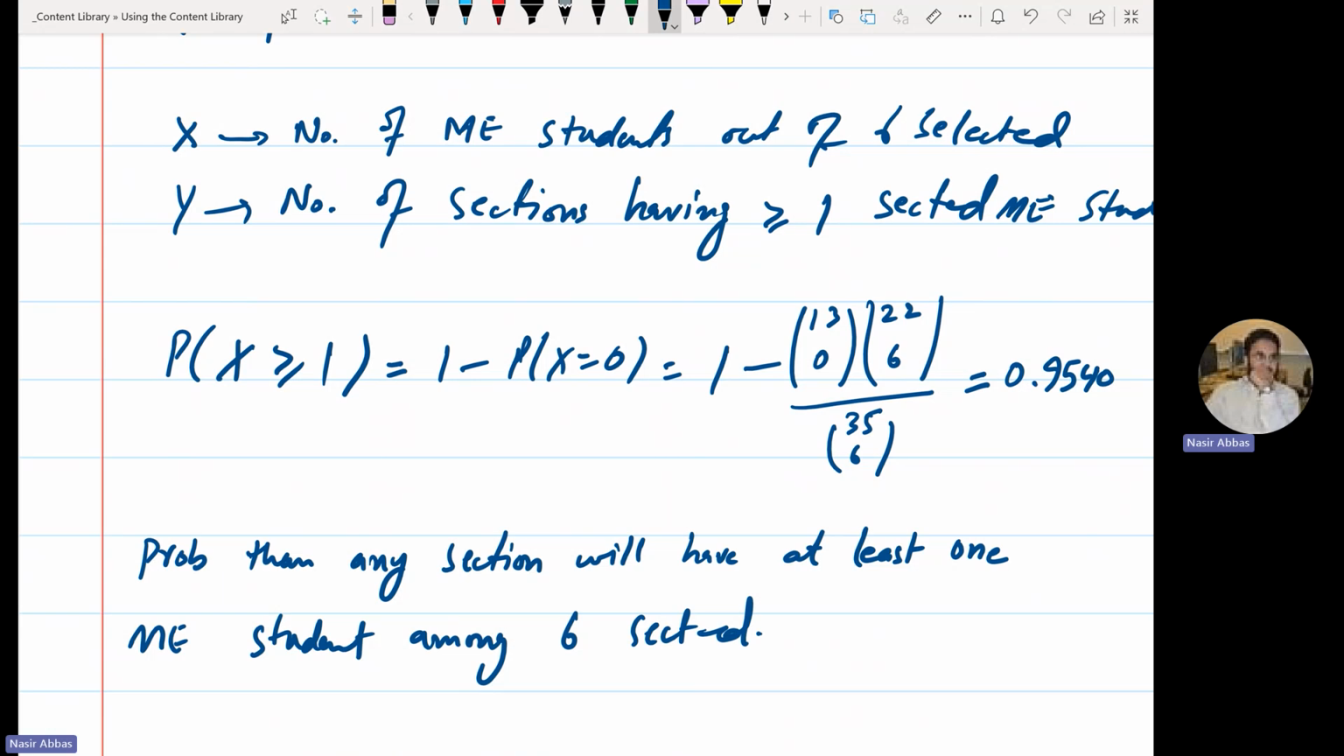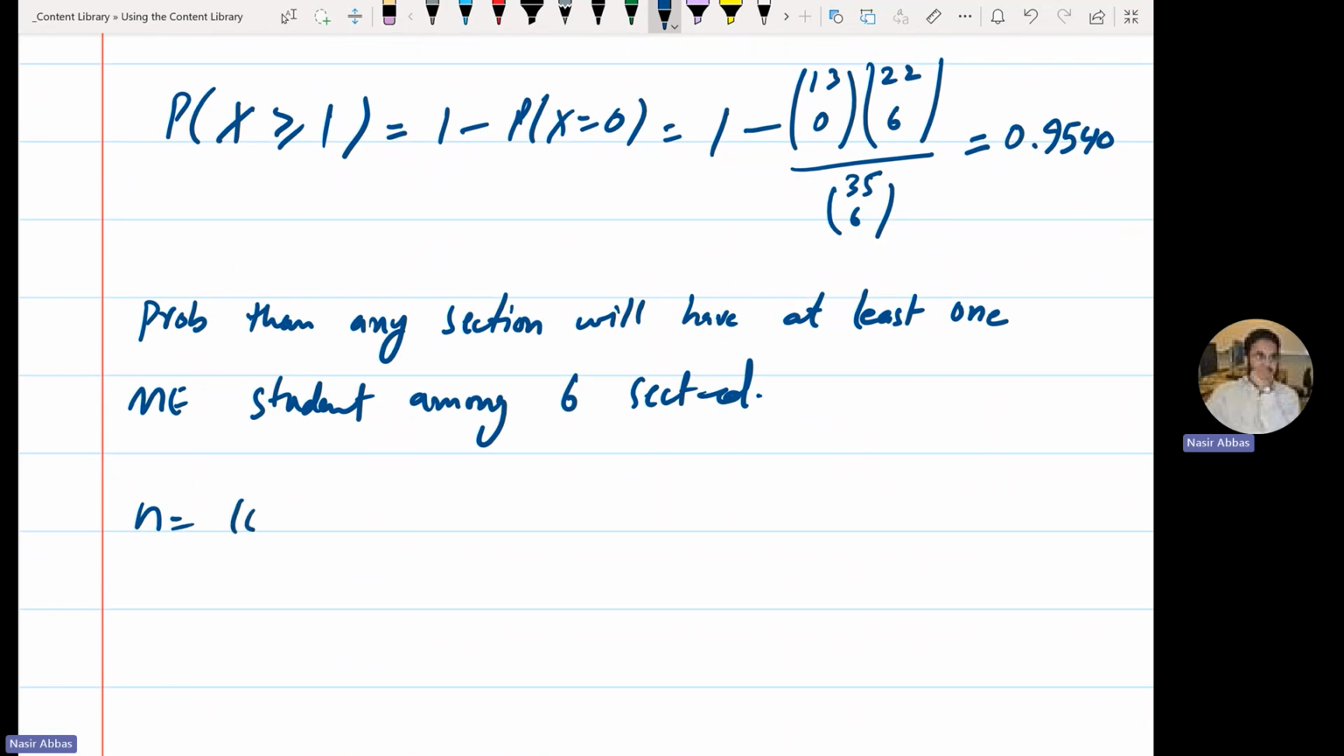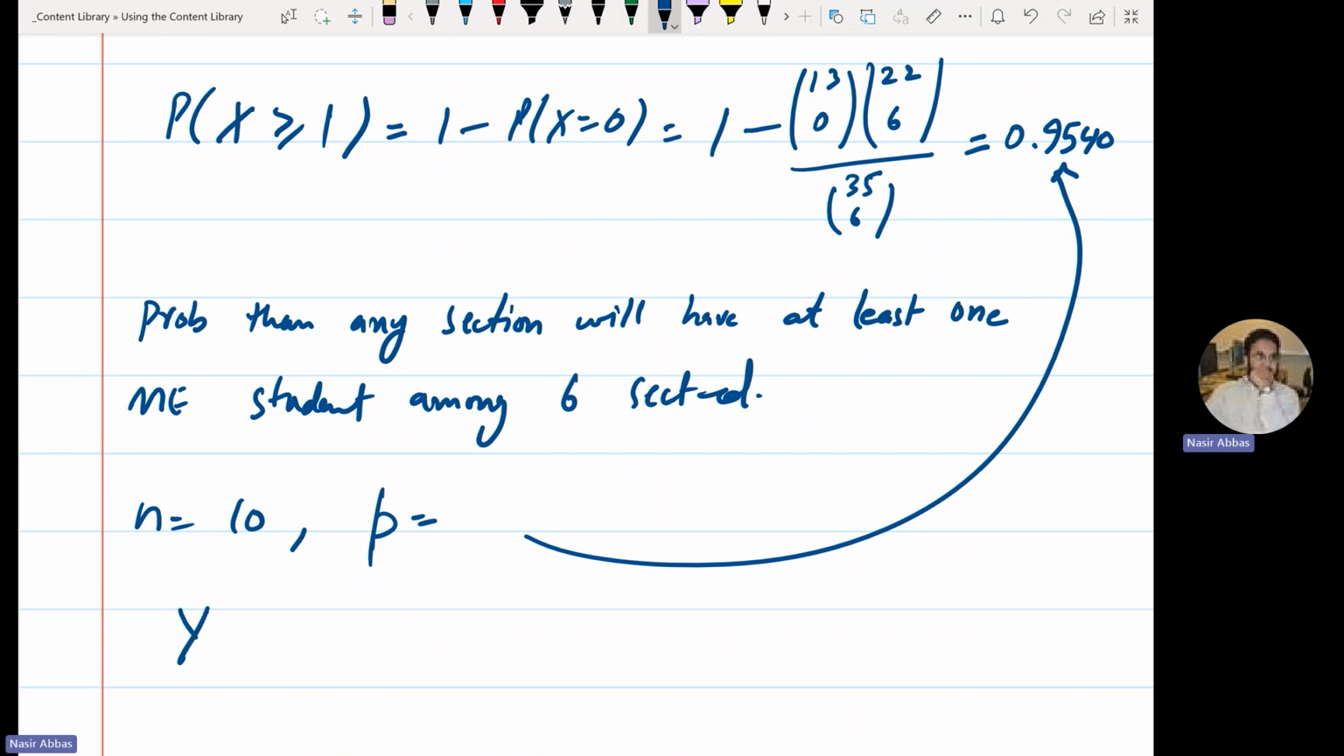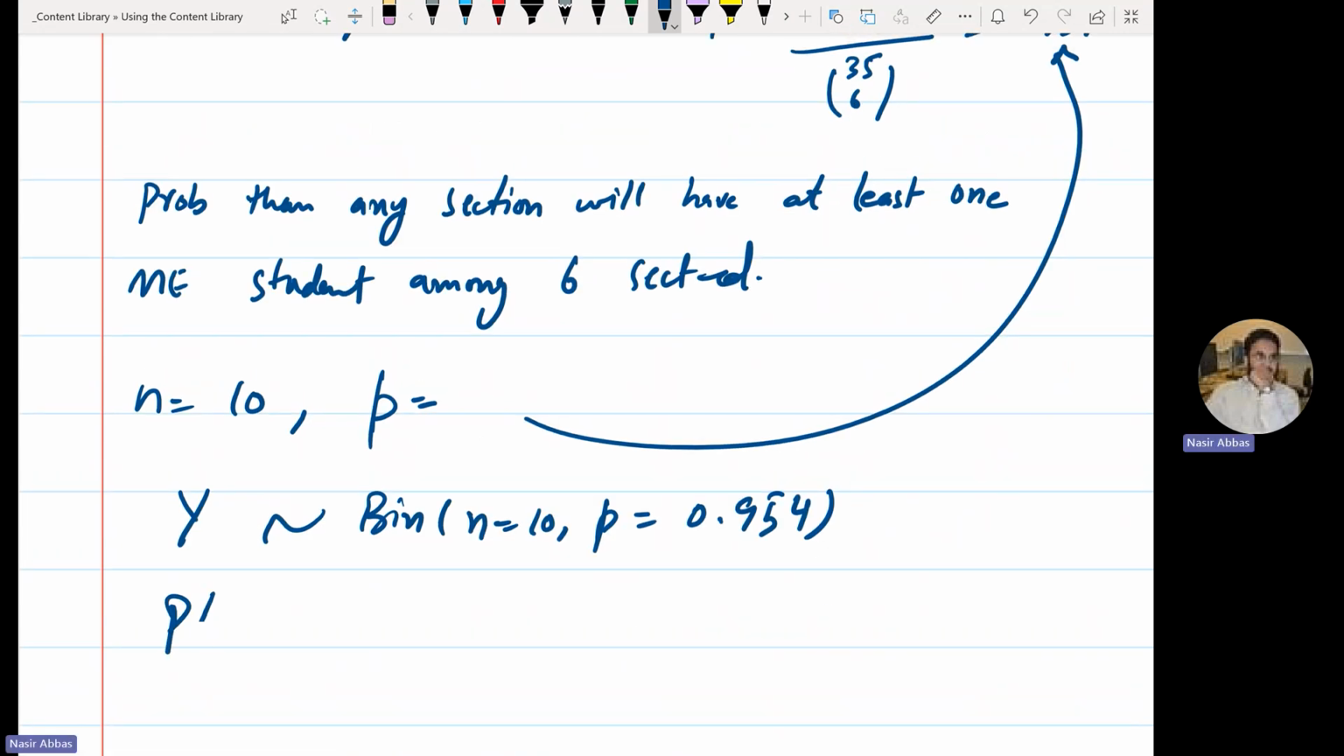Now I will select 10 such sections. Section 1, Section 2, Section 3, Section 4, Section 5, Section 6. And I want to see how many sections have at least 1 mechanical engineering student among the 6 selected students. So I'm doing what? N equals 10 and P equals this one. And my Y follows now binomial with N equals 10 and P equals this. And my question is that out of those 10 sections, let's say 3 of them have at least one mechanical engineering student selected. So this is Y equals 3.